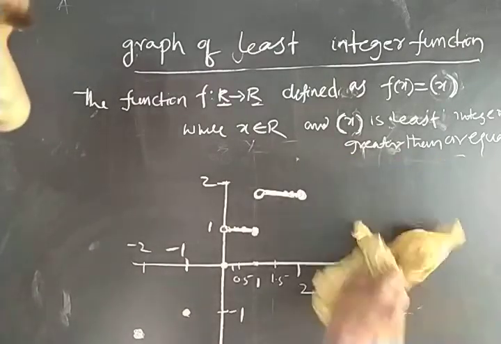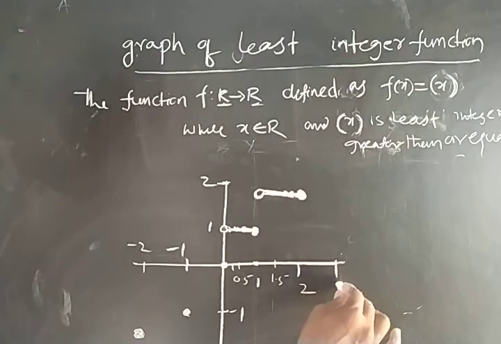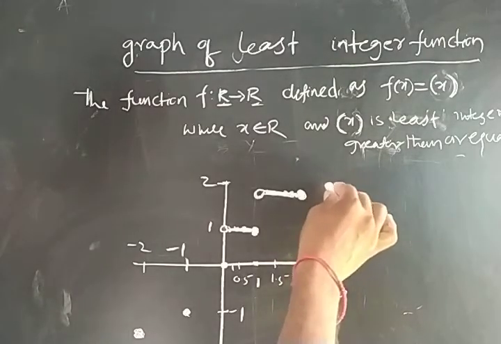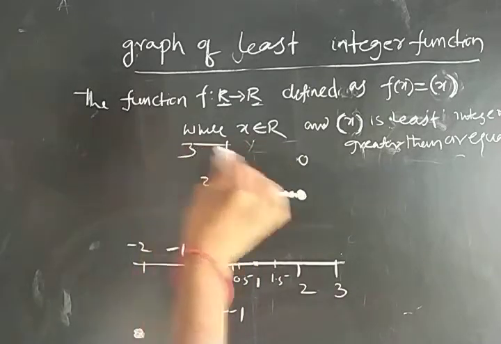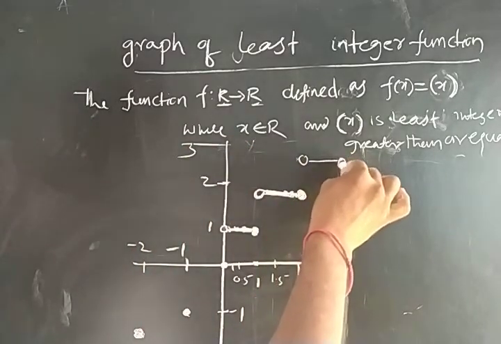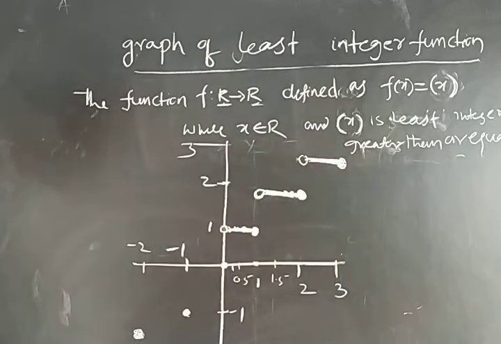Okay, right. Now, similarly, if you take 3 here, then how will you get it? At 3, the image is 3. You will get like this, up to 3. You will get this curve, right?